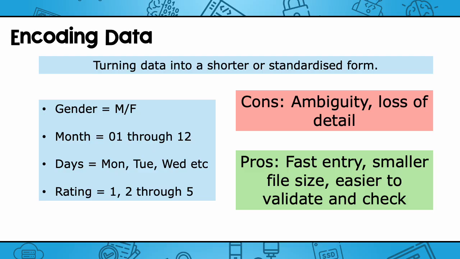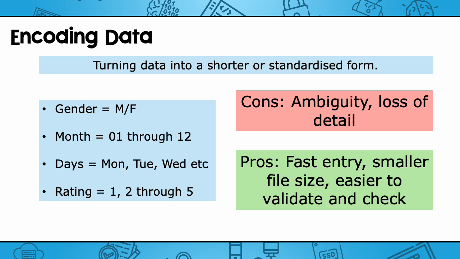Encoding data. So this kind of goes hand in hand with the last one that we talked about, where we were saying keep your data consistent. So encoding data is all about making it shorter and turning it into a standardized form, keeping it consistent. For example, gender going from male or female might just be reduced to an M or an F. You see this in lots and lots of different systems.